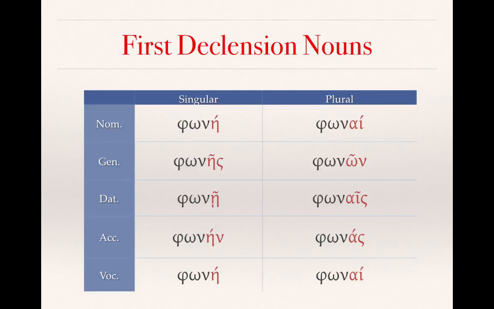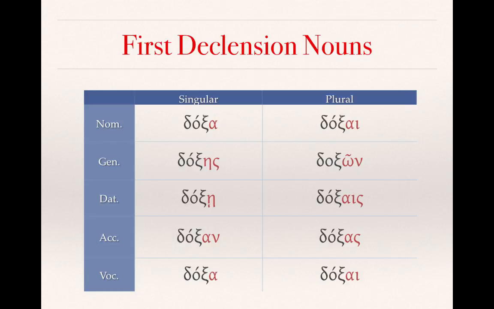All right, let's look at another additional form. This is the Greek word phone, which means voice or sound. And this is a noun that ends in eta. So phone, phones, phone, phonen, phone, phonai, phonon, phonais, phonas, phonai. And so you can see here, again, that consistent pattern of a, ace, a, ain, a, I, own, ice, as, I.